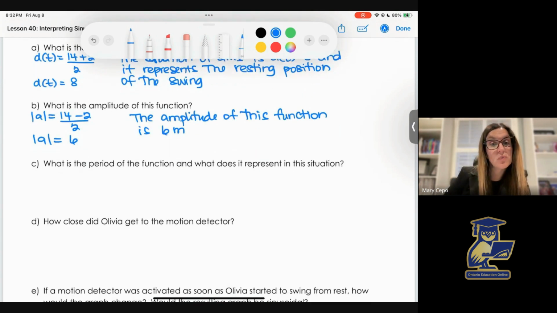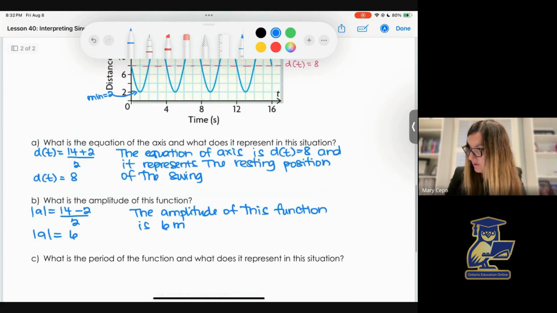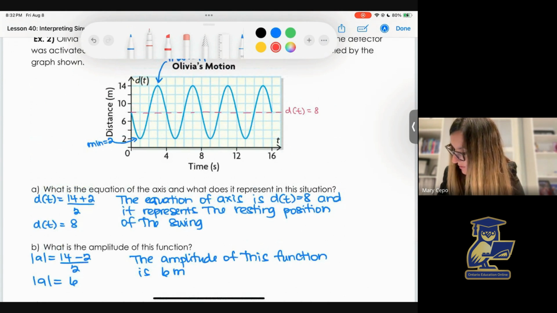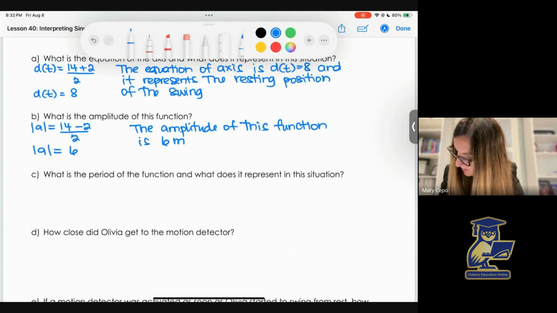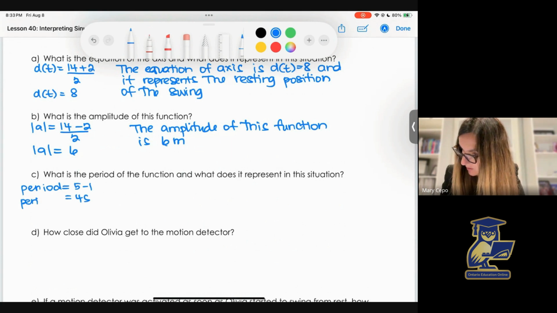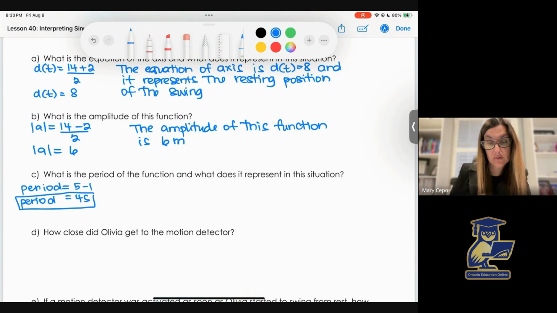What is the period of the function, and what does it represent in this situation? The period, again, we know is when one full cycle occurs. Looking at the graph, in this case, because we have a minimum to a minimum, that would be 1 to 5. So period is equal to 5 minus 1, which is 4 seconds. That means one full cycle occurs in 4 seconds, so in this case, because it is the action of the swing, this is when one full complete swing occurs.